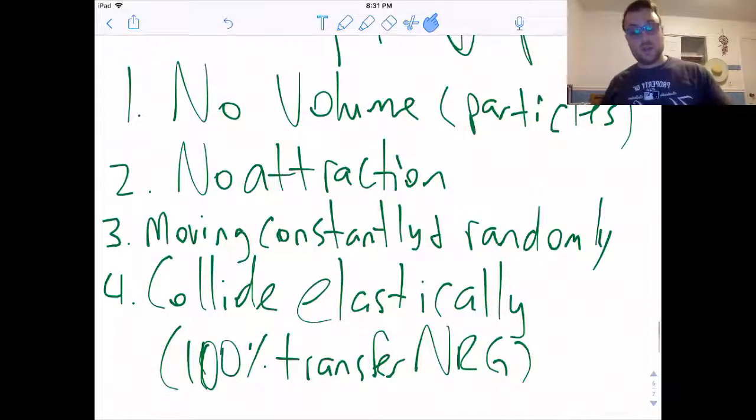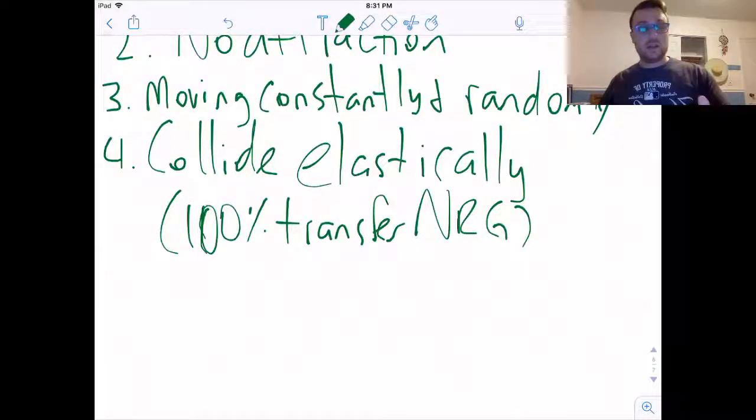So that's the last bit. They always move in straight lines. They don't curve when they're at a high temperature, low pressure like this.